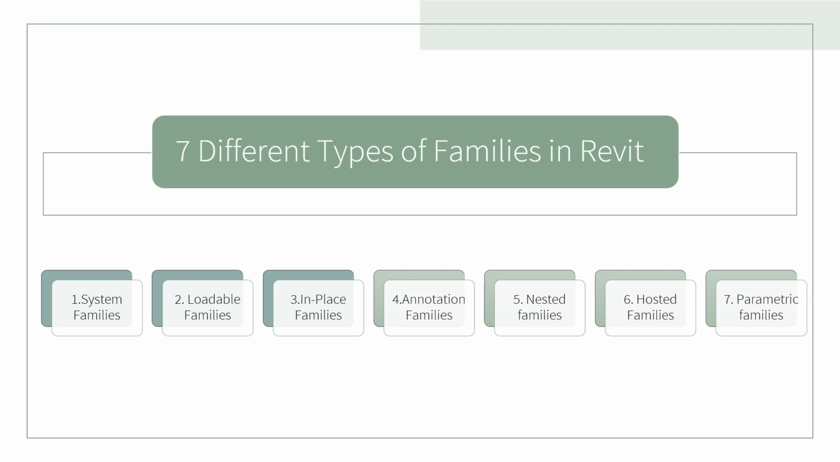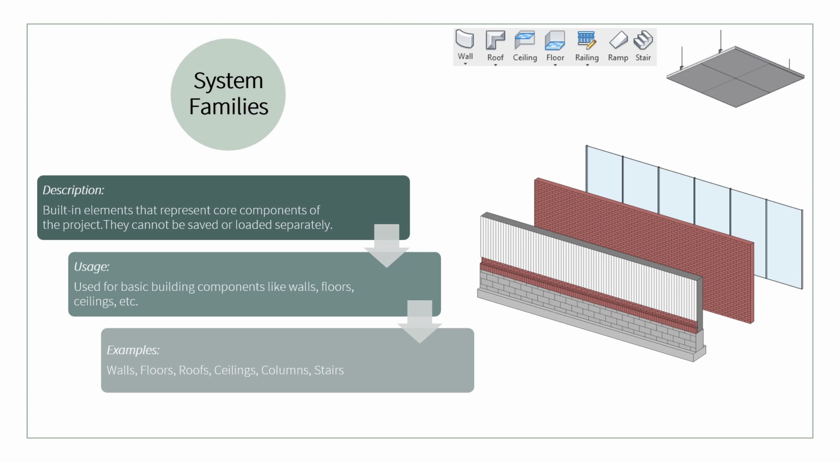Additionally, there are several subcategories, including annotation families, nested families, hosted families, and parametric families, which offer more specific functions and customization within the project. Let's get started. Let's start with system families.